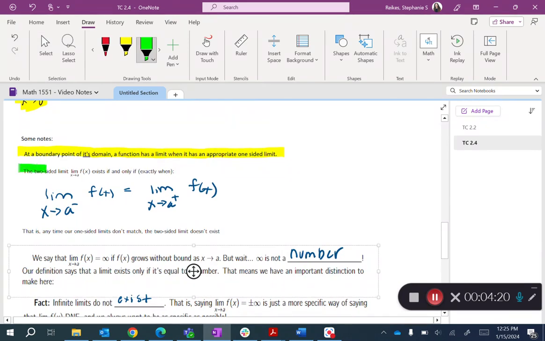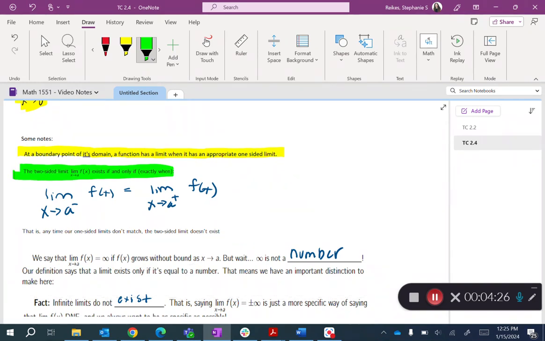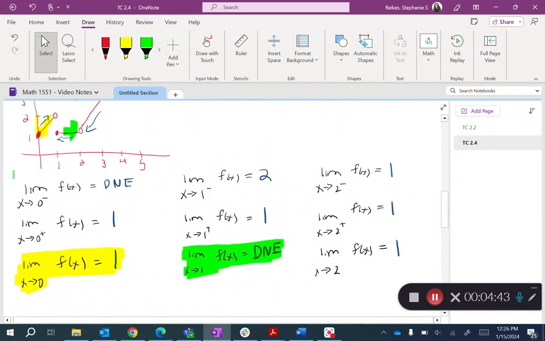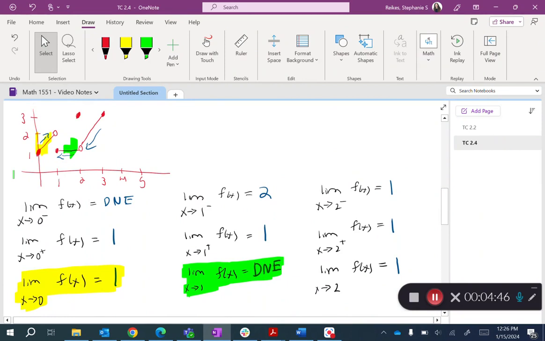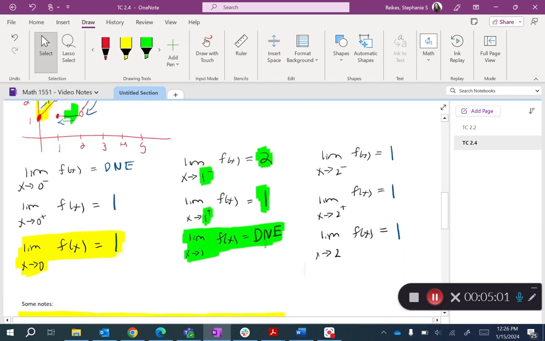It says the two-sided limit as x approaches a of f of x exists if and only if the limit as x approaches a from the left is equal to the limit as x approaches a from the right. So again, a two-sided limit is only going to exist if our one-sided limits are equal to each other. We can see in that previous example, the limit as x approaches 1 from the left was 2, and the limit as x approaches 1 from the right was 1. Those two values are not equal to each other, so we say the limit as x approaches 1 does not exist.